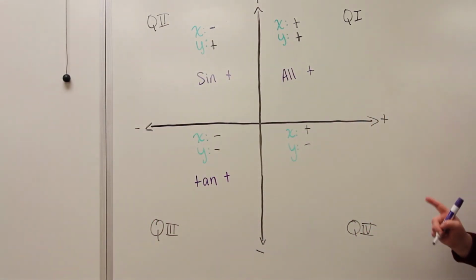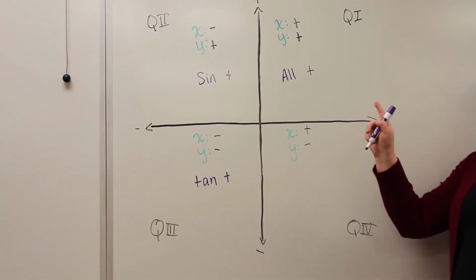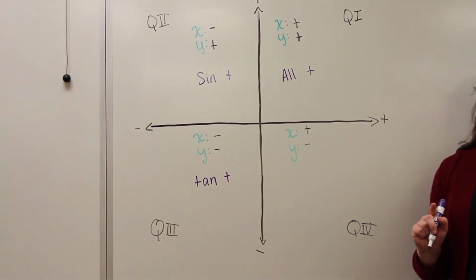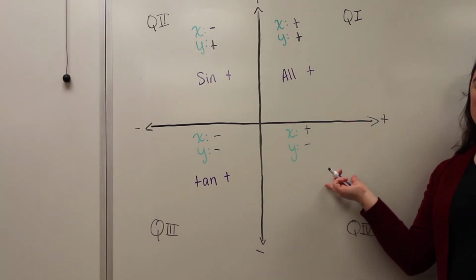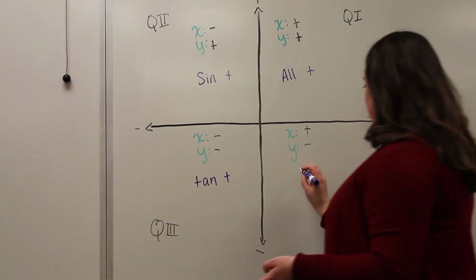Last, but definitely not least, in quadrant 4, only the x value is positive. Cosine uses the x value, so cosine is going to be positive in quadrant 4.